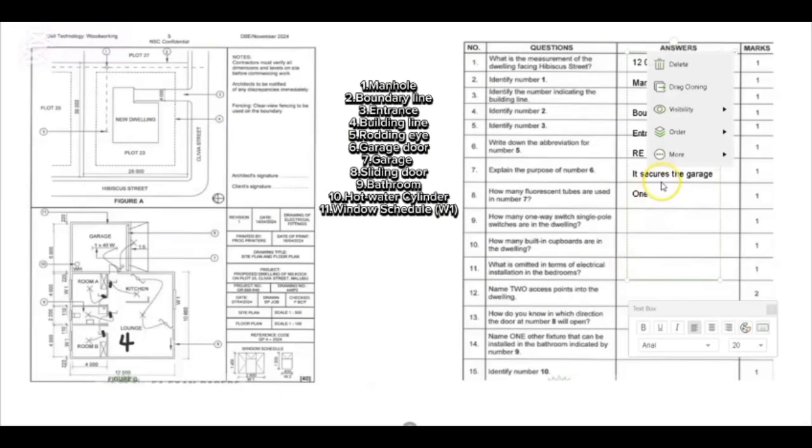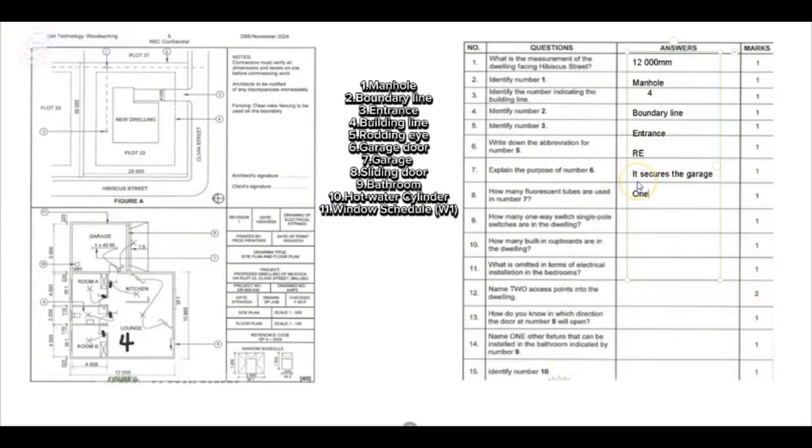Number 10, how many built-in cupboards are in the dwelling? You'll find 2 built-in cupboards, one in each bedroom, room A and room B.